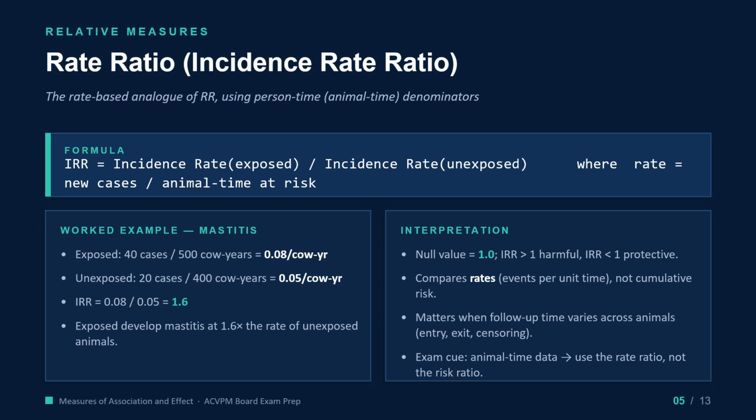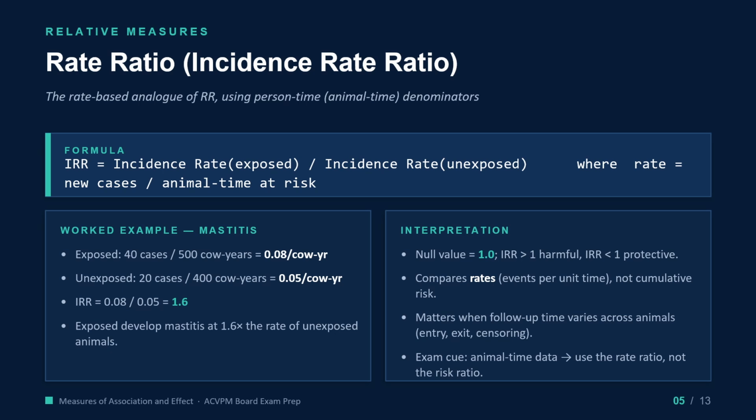For example, if exposed cattle experience 40 new cases of mastitis per 500 cow years, their incidence rate is 0.08 per cow year. If unexposed cattle experience 20 cases per 400 cow years, 0.05 per cow year, the IRR is 0.08 divided by 0.05 equals 1.6. Exposed animals develop mastitis at 1.6 times the rate of unexposed animals.